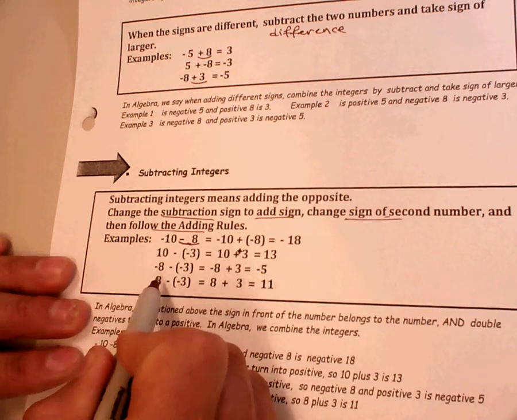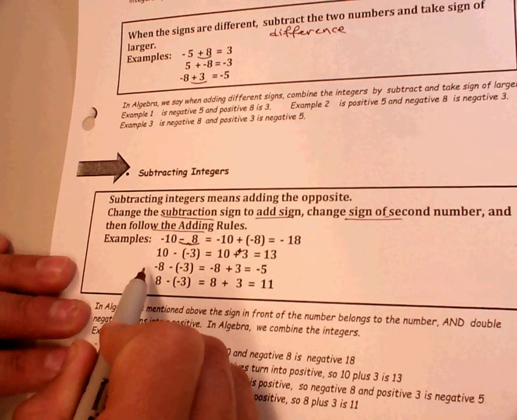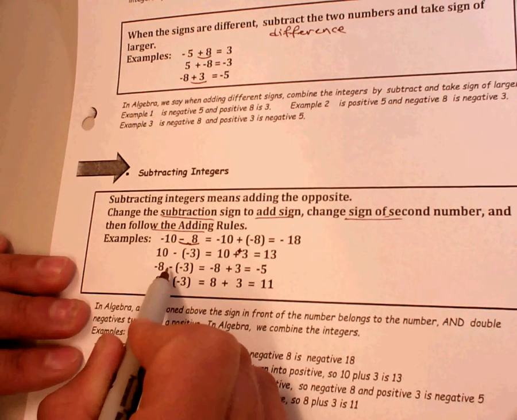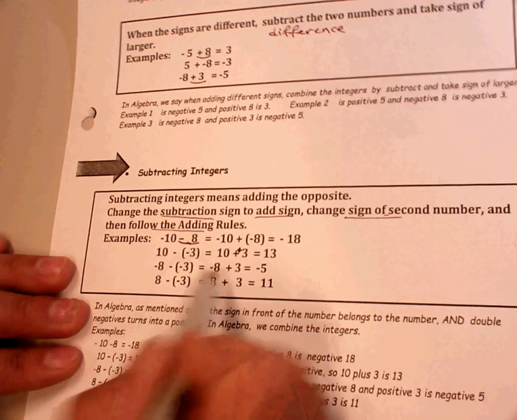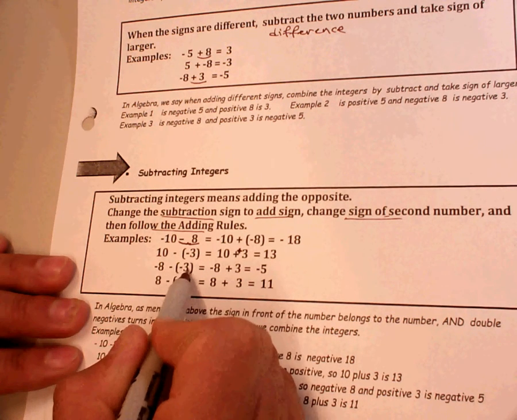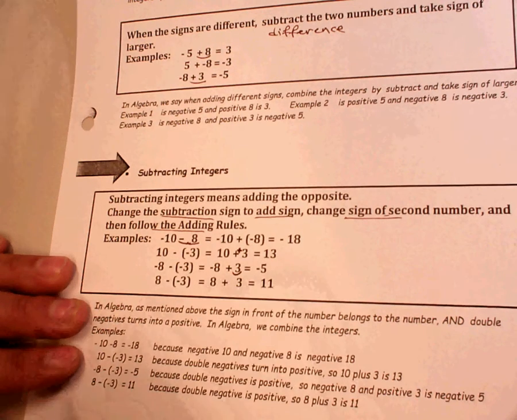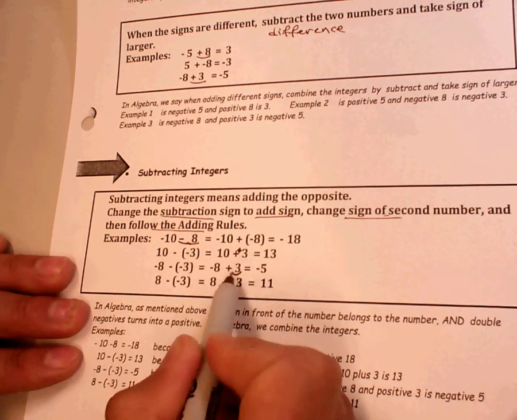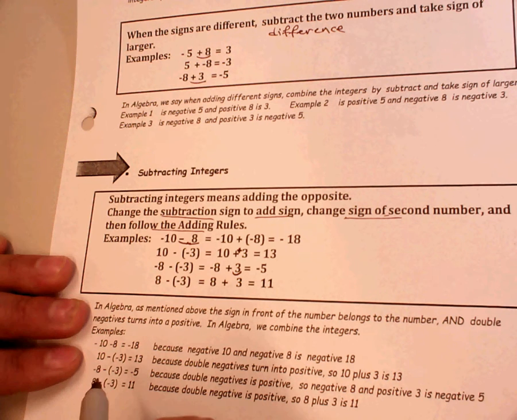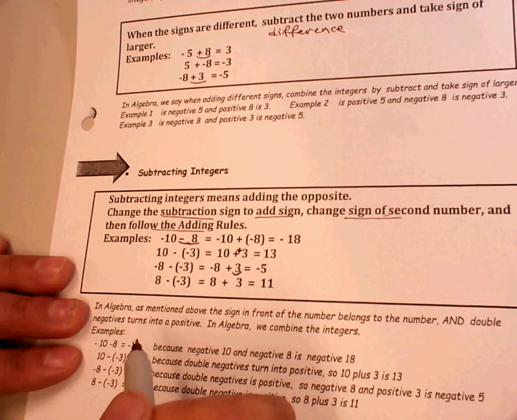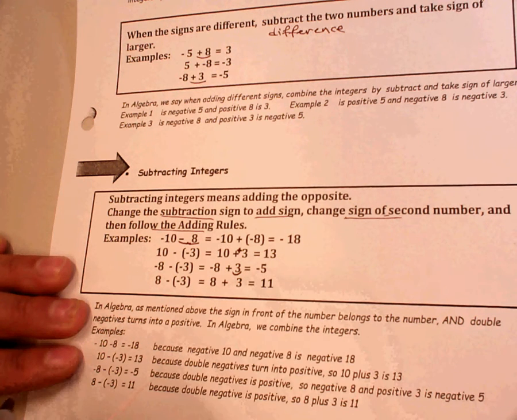Next example, we start with a -8, we don't do anything to it. Our subtraction sign, we need to change that to an addition, and then we're going to change the sign of the second number. The sign of the second number is -3. I'll change that to a +3 right here. And I add -8 and +3 together. Since the signs are different, I take the difference and keep the sign of the bigger number, -5.